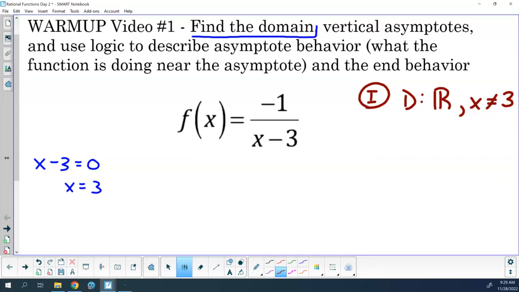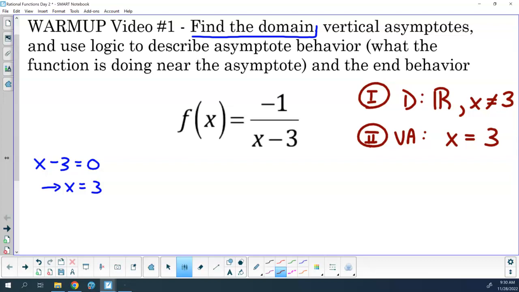Second thing, then we need to find vertical asymptotes. Well, the vertical asymptotes are just where we have points of discontinuity or where we have zeros in our denominator. So the second part of the answer we've already done. The vertical asymptote would be at x equals 3.